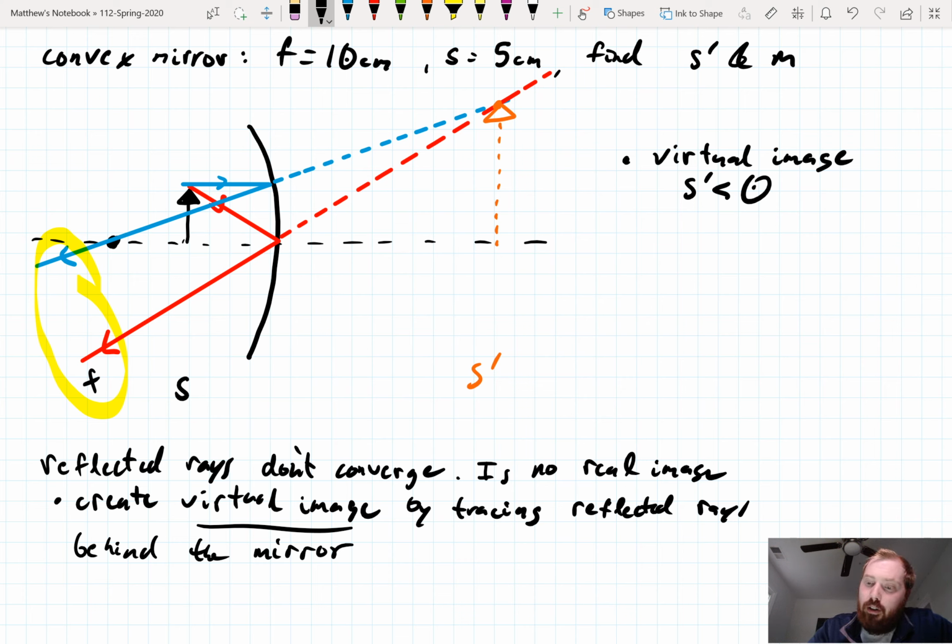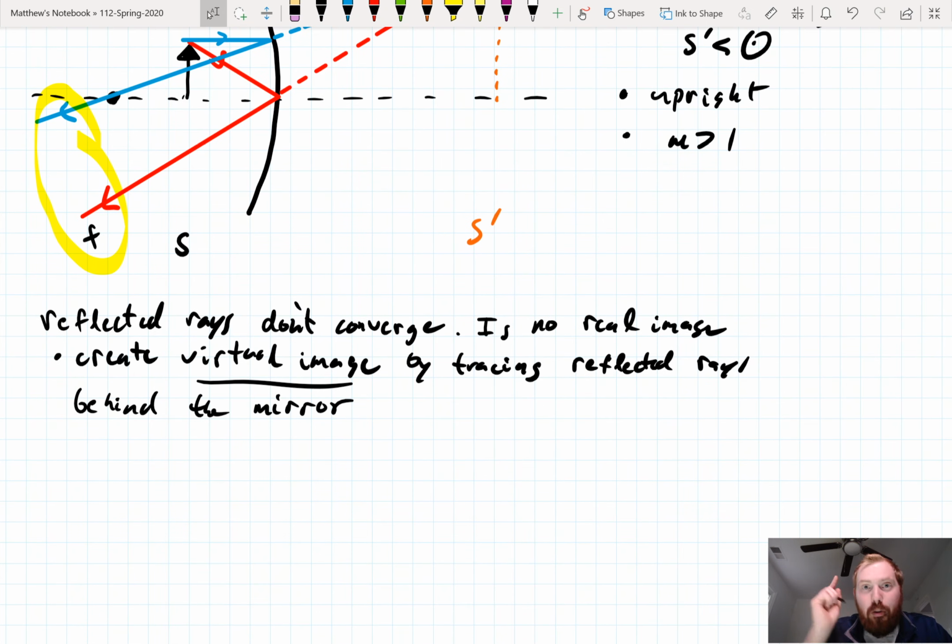What else have we learned? We've learned that the image is upright, and its magnification is greater than 1. This image should be bigger. Now do the math. We've done our picture, we've got our analysis, let's do the math.